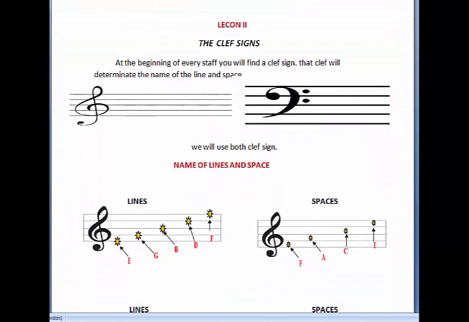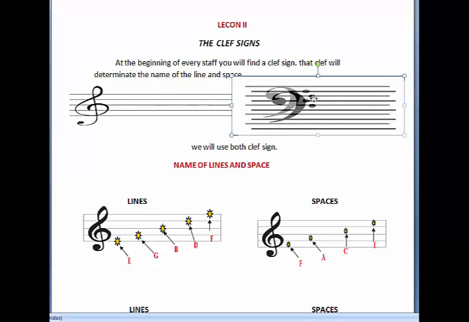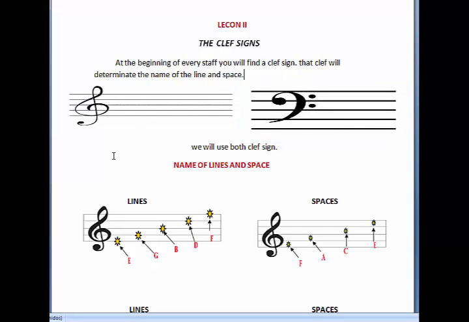Let's go to the second lesson, the clef signs. If you read down, at the beginning of every staff you will find a clef sign. That clef will determine the name of the lines and spaces. There are 3 clefs, but now we're going to use 2. There is also the C clef, which we can call the Do clef, but we're going to play piano and guitar.